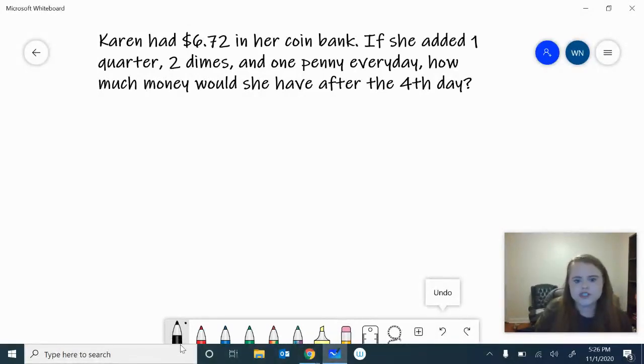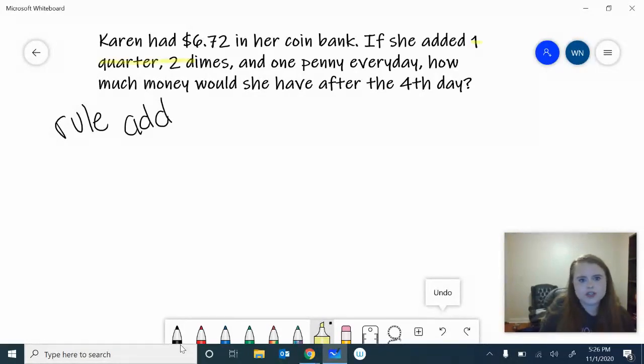So we know that the first thing we need to do is figure out our rule. So I'm going to think about my rule. If she's adding money every day, I know I'm going to add, but I have to figure out what I'm adding. So I see that it says 1/4, 2 dimes, and 1 penny. So let's start adding that up. I know that 1/4 is 25 cents.